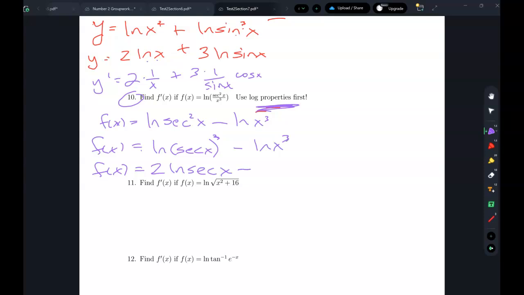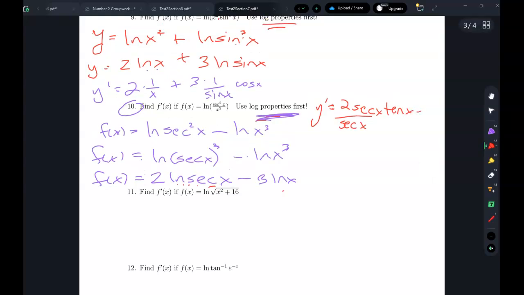And then minus, and I can bring the 3 down in front. Okay, let's take the derivative. So if I carry the 2 along, the derivative of ln of secant would be 1 over secant times the derivative of secant, which is secant tangent, and then subtract 3 times the derivative of ln of x, which is 1 over x. So these two secants cancel, so I get 2 tangent x minus 3 over x.